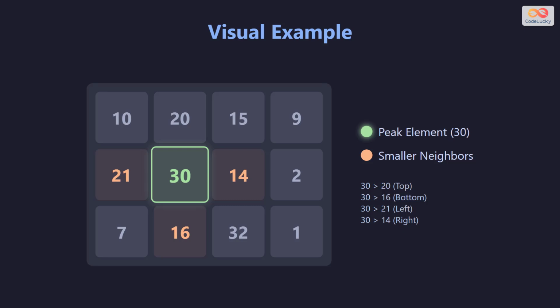Let's look at an example. Here, the number 30 is a peak. If you compare it to its neighbors, 30 is greater than 20, greater than 16, greater than 21, and greater than 14. It satisfies the condition perfectly. Note that a matrix can have multiple peaks, but we only need to return the coordinates of any one of them.